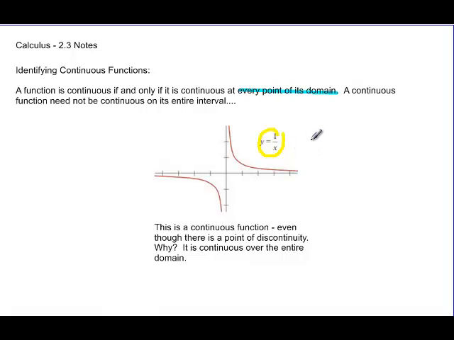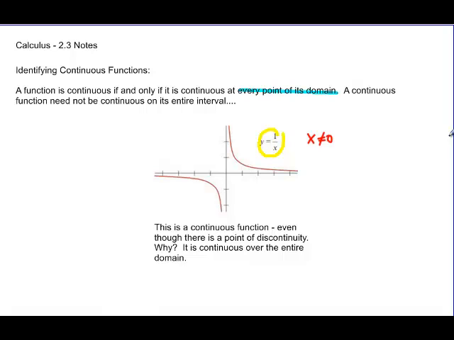Okay? What number is not in the domain here? 0. X cannot be 0. That's the only place we have an asymptote. And since that's the only place we have an asymptote, then that's the only place that we're discontinuous. And if that's the only place that we're discontinuous, since 0 is not in the domain, the function is continuous.